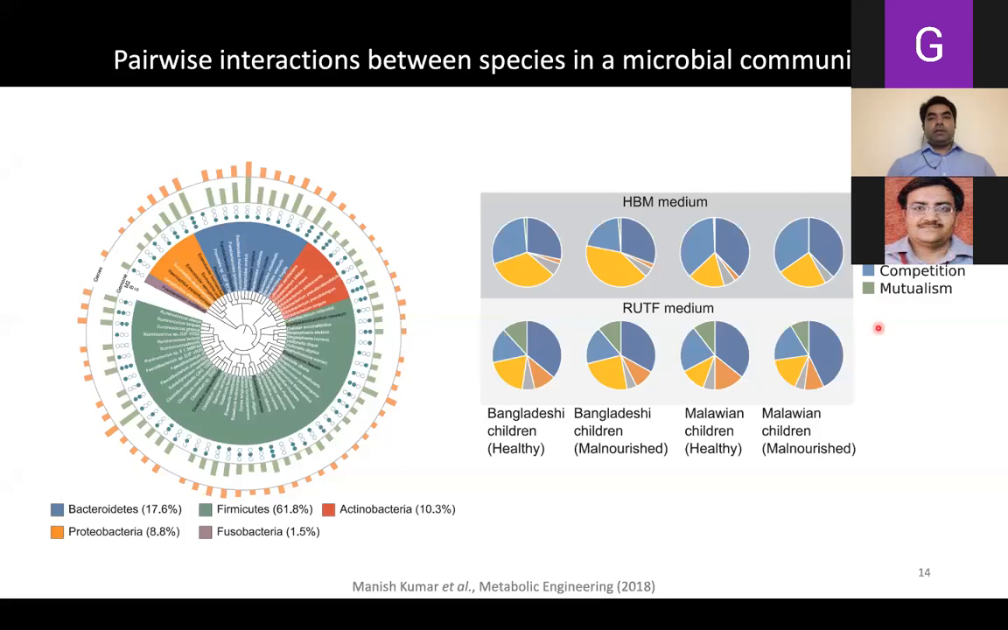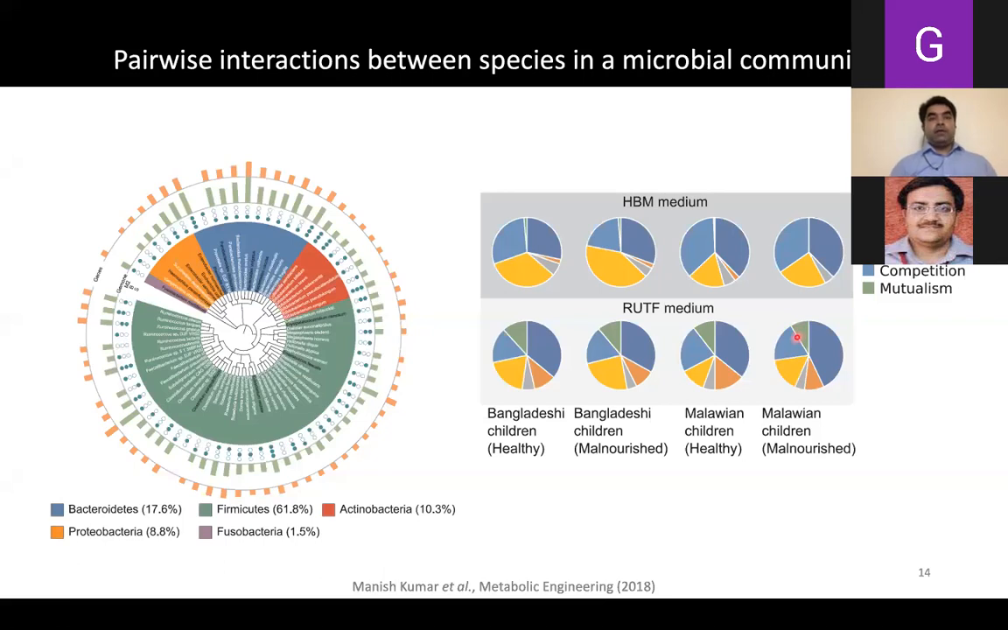I'm not going into details of these results, but I want to highlight here that competition was found to be a superior behavior to cooperation among different pairs of microbes, irrespective of which media we use to grow them and which cohorts these bacteria are from. So these light blue fractions in these pie charts represent the competitive behavior, and the green color denotes cooperation.